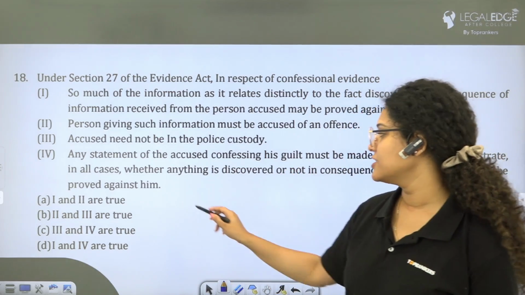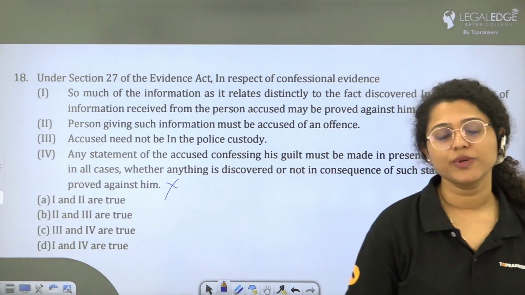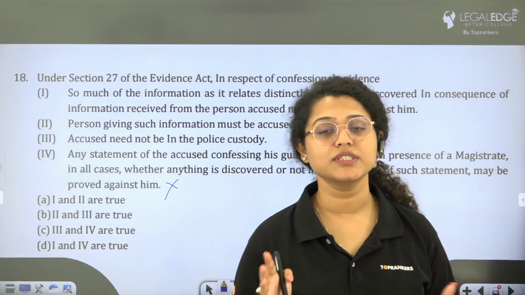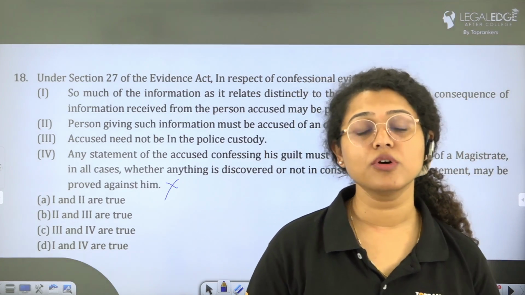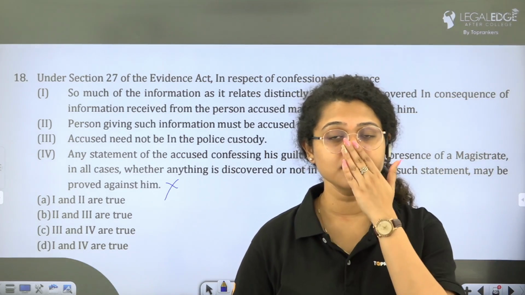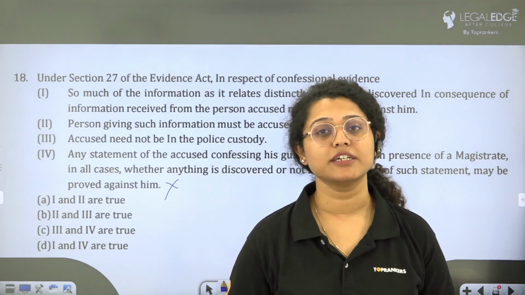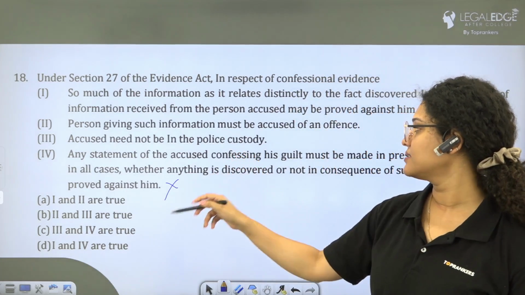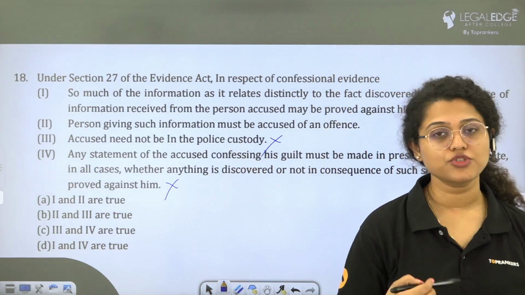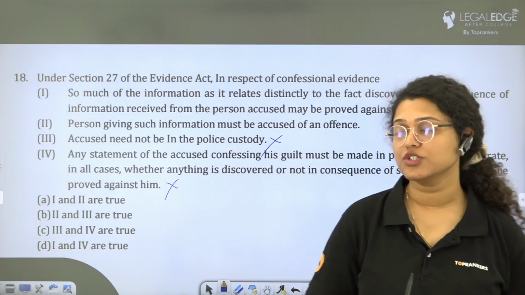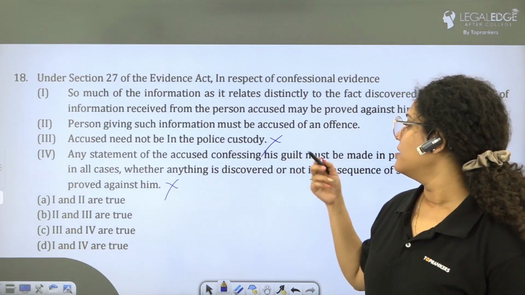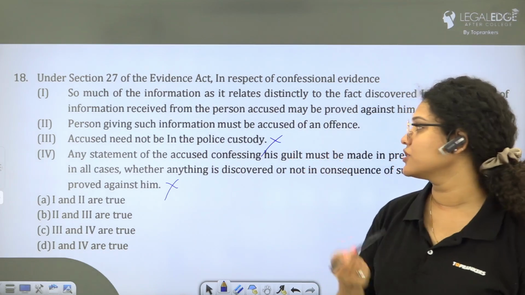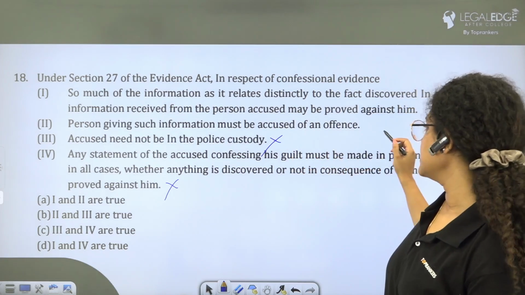So this is not true. A statement under section 27 can be made in police custody without the presence of a magistrate also. And if anything is discovered in furtherance of such statement, then it is relevant. तो ये तो गलत है. Accused need not be in police custody, ये भी गलत है. Accused needs to be in police custody for attracting section 27 का provision. Person giving such information must be accused of an offense. ठीक है, this is correct.